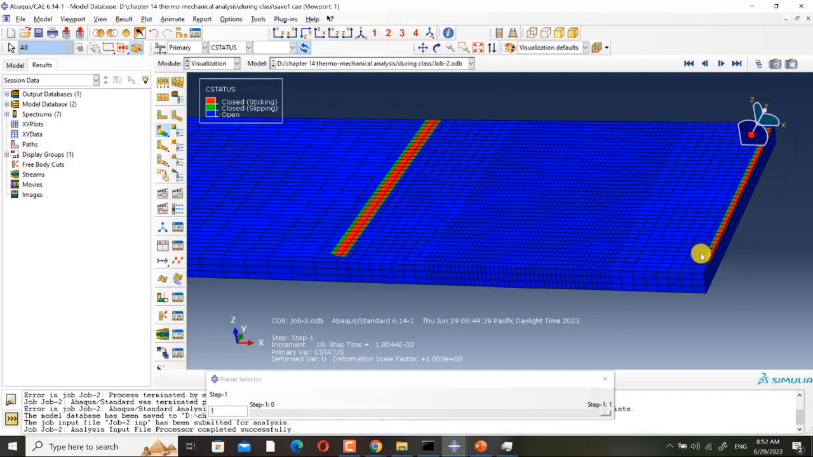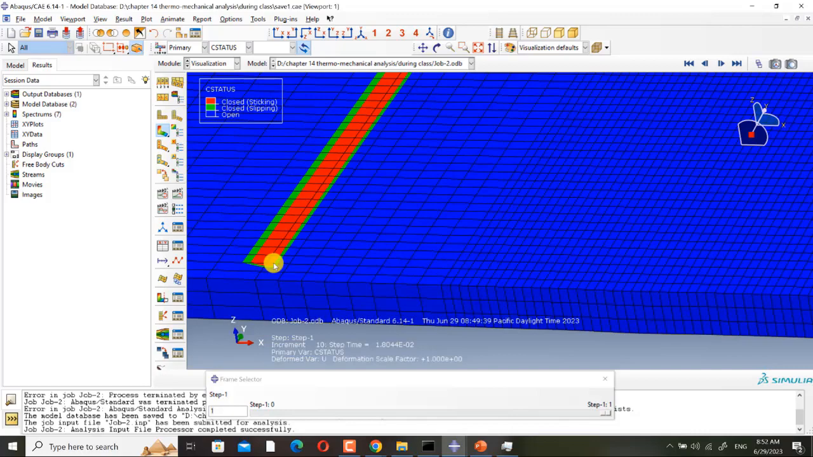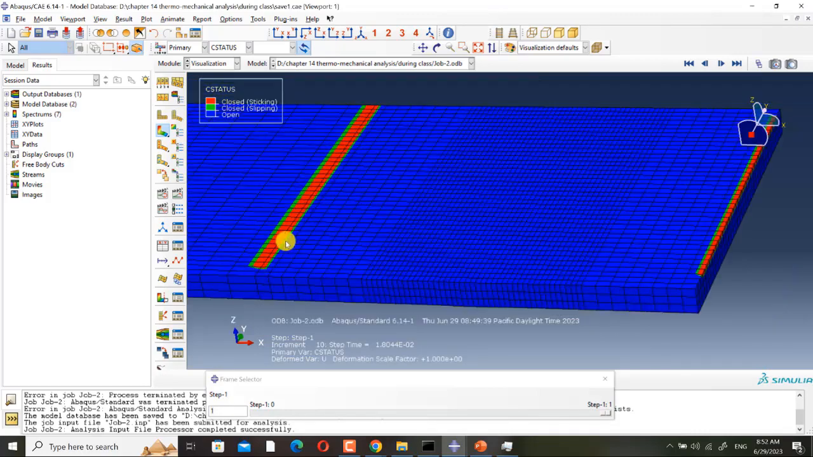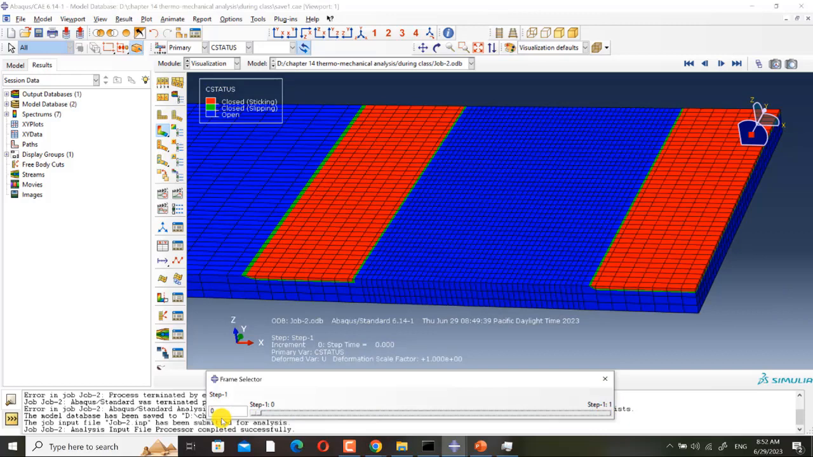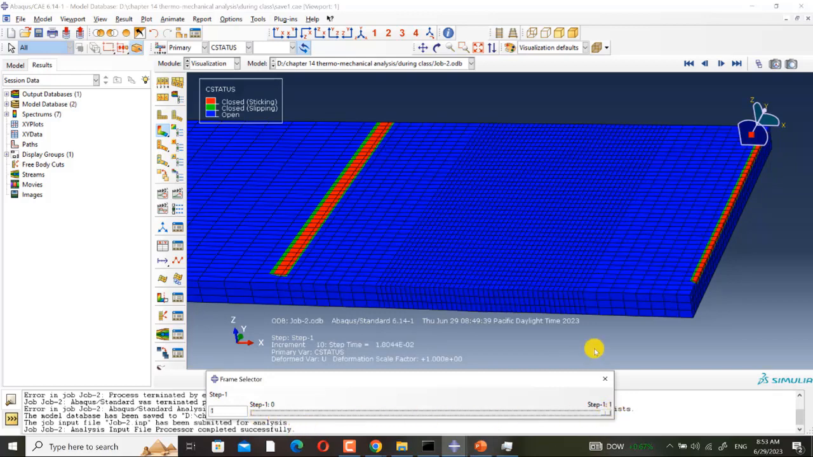They are closed. These regions are closed. Why? Because of the deformations. The deformations cause that here we have a tie constraint, and in this region we have contact. First they are closed, but after that, because of the deflections, we don't have contact anymore.